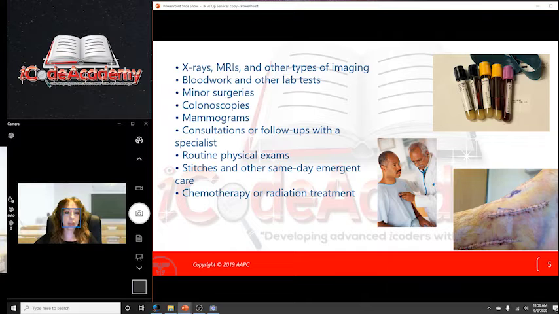Some of the services that might be rendered and thus coded with these outpatient facilities could be anything from x-rays, blood work, minor procedures, including colonoscopies or mammograms. You might be receiving consultations or routine follow-ups, as well as annual examinations. And some outpatient facilities specialize also in dialysis, chemotherapy, or various types of radiation treatments for their patients.